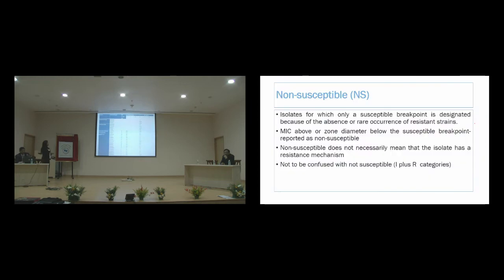Okay? So what is this? Isolate for which susceptible breakpoint is designated because there is very rare occurrence or absence of resistance mechanism. MIC or zone diameter beyond the susceptible breakpoint are recorded as non-susceptible. So non-susceptible does not necessarily mean that the isolate has a resistance mechanism, and this should not be confused with not susceptible. I plus R, whenever it is defined, that is not susceptible. When there is no definition for intermediate or resistant, that is non-susceptible.